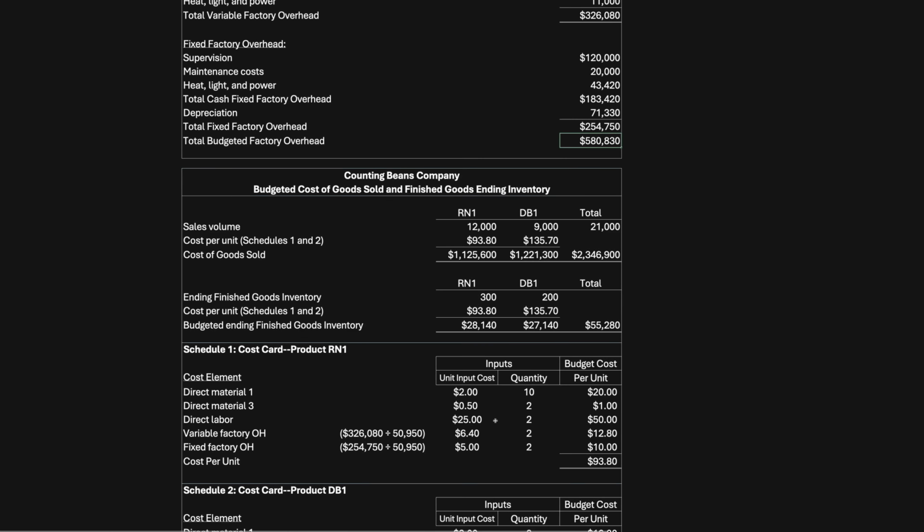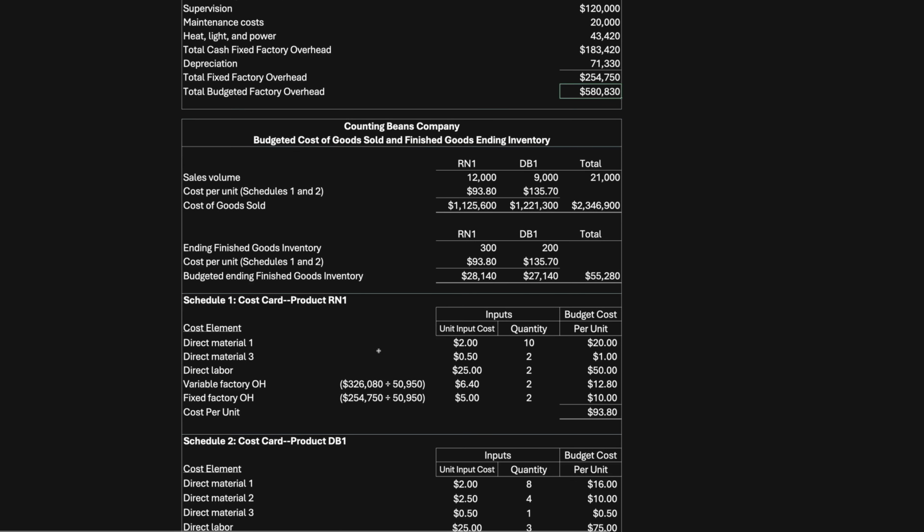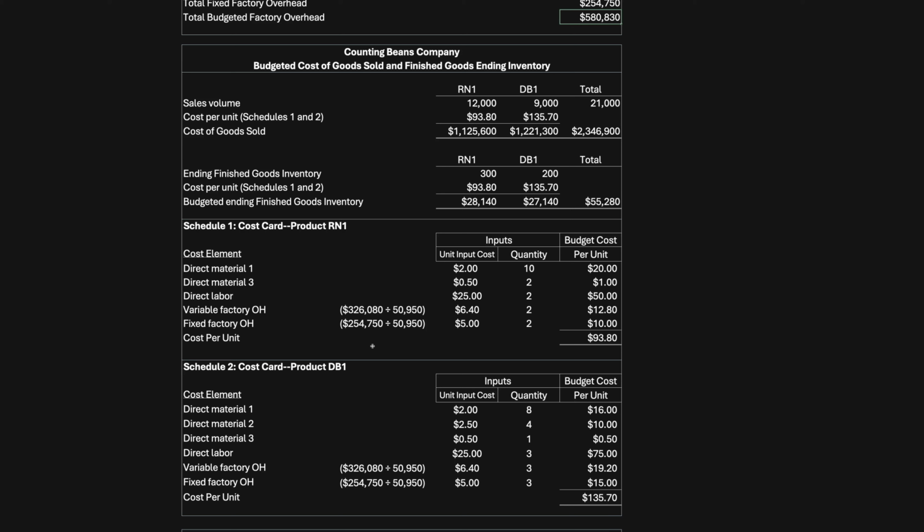Now we can start to cost things out in a bit more detail. Remember, this business is going to allocate overhead based on the number of direct labor hours. So I'll actually scroll down where we can do some of this. We'll begin by taking a look at Schedule 2 down here. We can see that if we want to calculate a cost per unit, we could do that. We could say that direct material 1 is $2 a unit, direct material 2 is $2.50 a unit, and direct material 3 is 50 cents a unit.